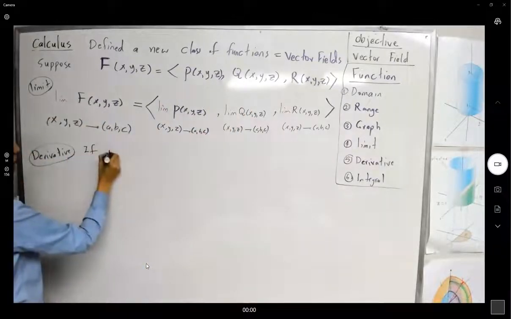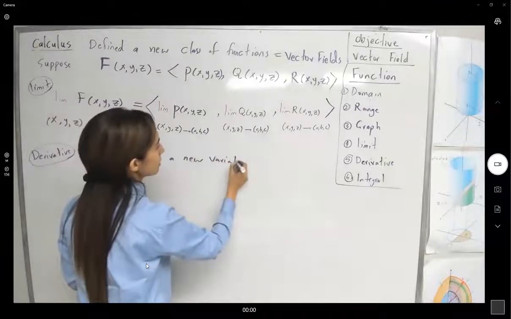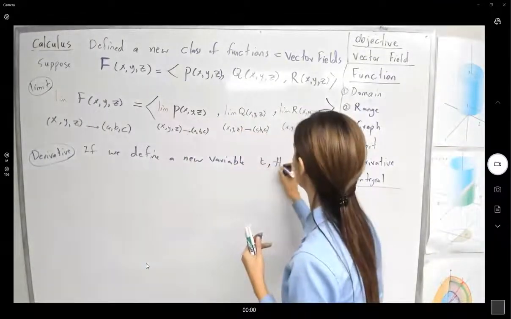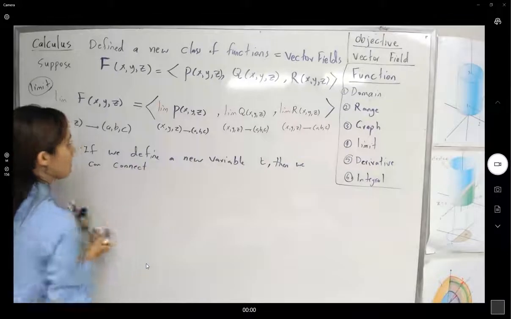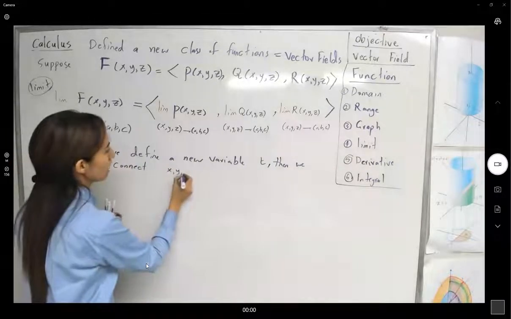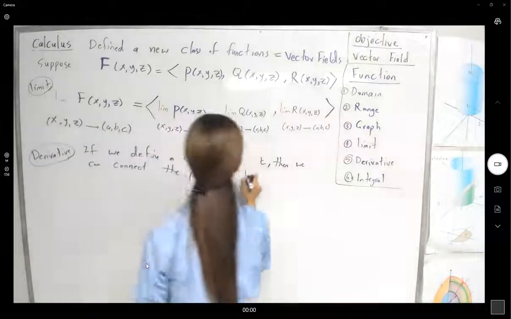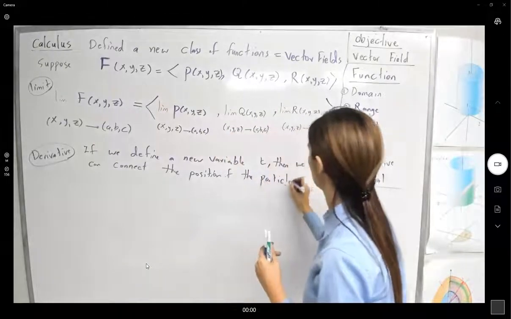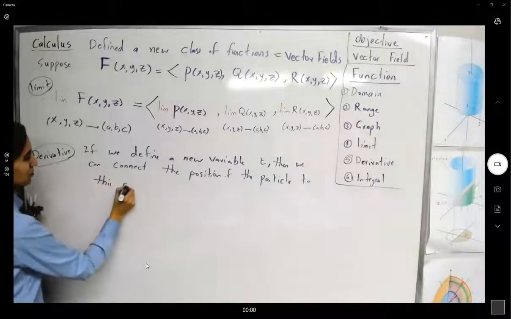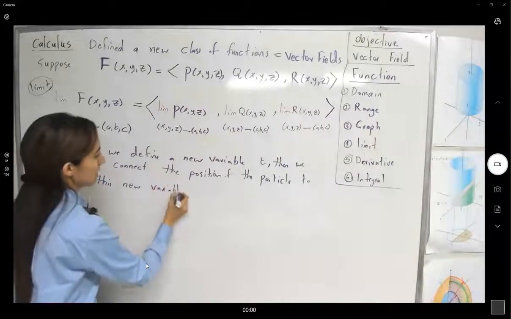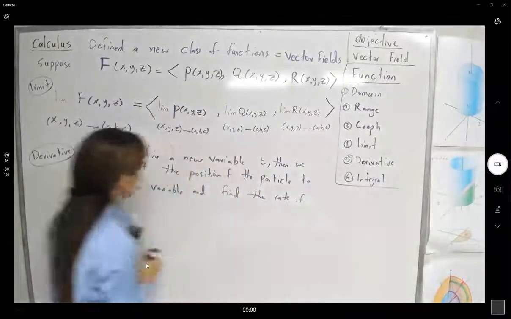So if we define a new variable like t, then we can connect x, y, and z, or the position of the particle, to this new variable and find the rate of change.